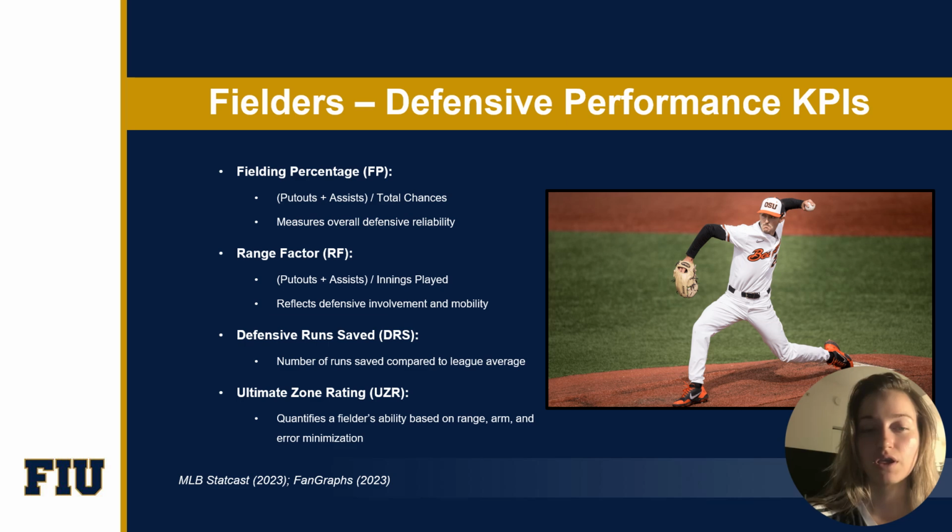For fielders, we look at their consistency and coverage. Fielding percentage gives us a sense of reliability, showing how often they complete plays cleanly. Range factor gives us insight into how involved they are, how much space they cover, and how active they are defensively. Advanced stats like defensive runs saved and ultimate zone rating help us to understand their true value by comparing them to league averages and accounting for things like arm strength, reaction time, and error frequency.